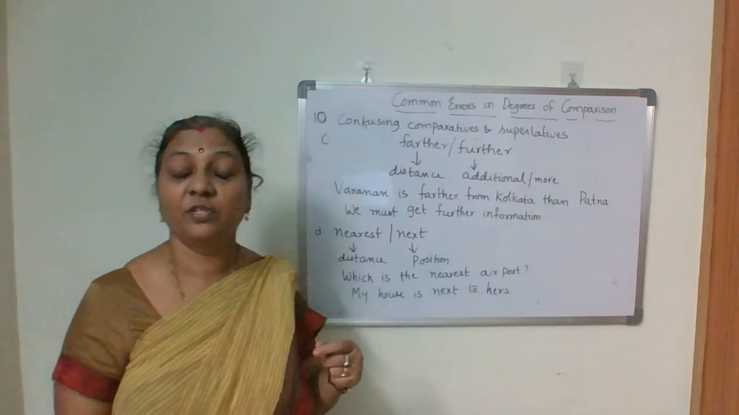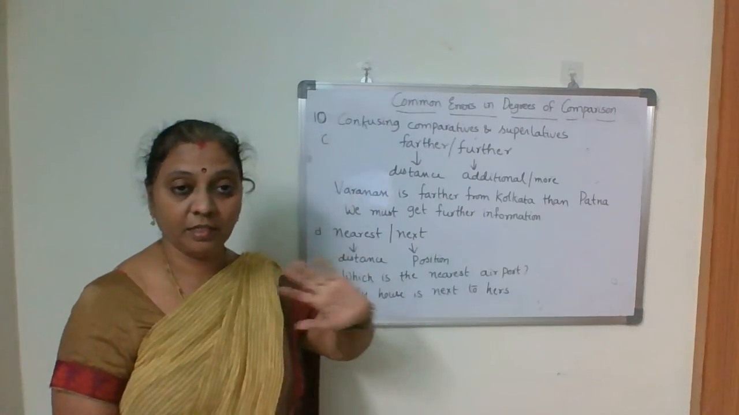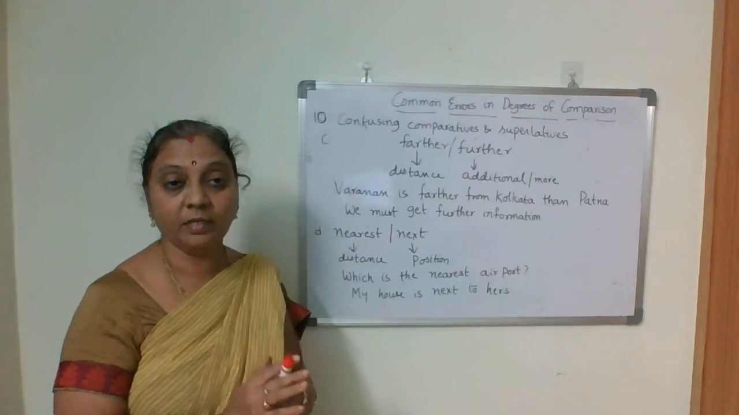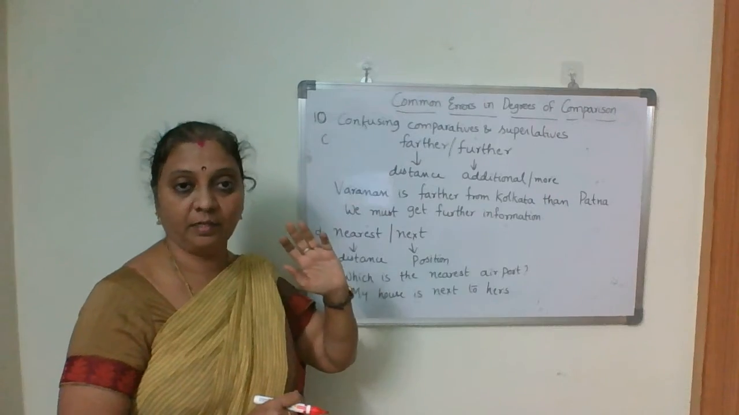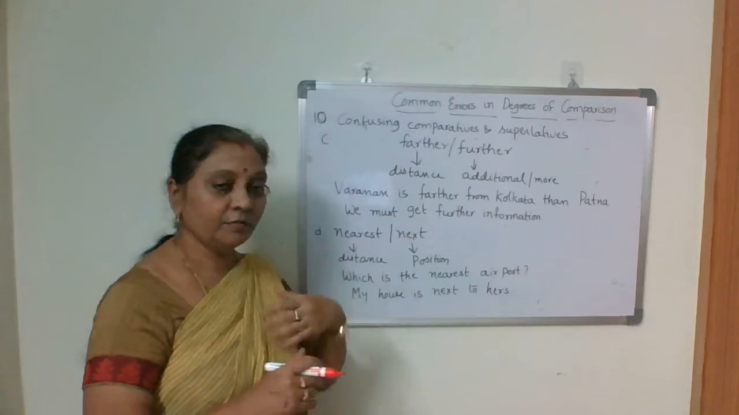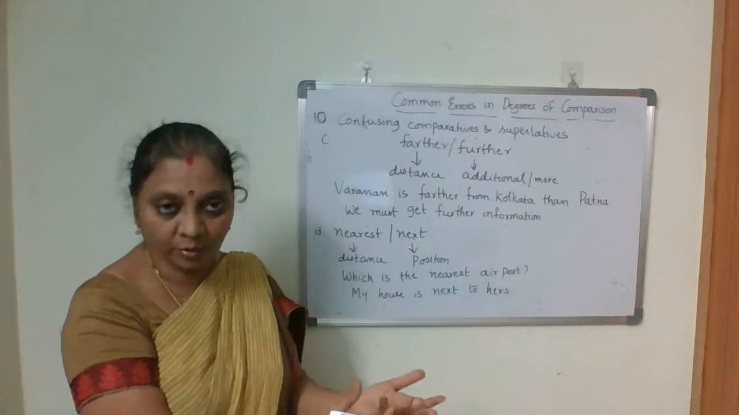Next confusing words are farther and further. Farther, it is farther, farthest. They talk about distance. Comparative degree, farther; superlative, farthest. They talk about distance. Further and furthest talk about something additional, something more you want to do.